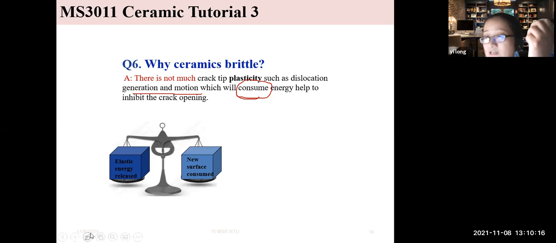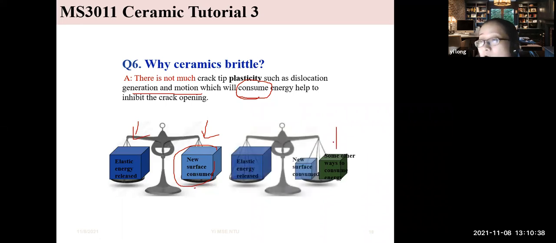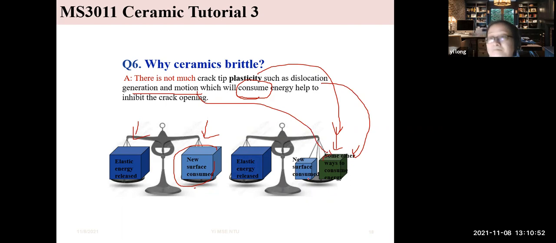So that's what we said. In the Griffith's case, you have elastic energy released, but all of it is consumed by new surface. This is awful. We don't want this, because new surface means you're going to get near the crack already, right? You don't want it. So let's try some other ways to consume extra energy, for example dislocation generation and dislocation movement, all this plasticity. All these things mean here, this one also means here. That is why ceramic is brittle.